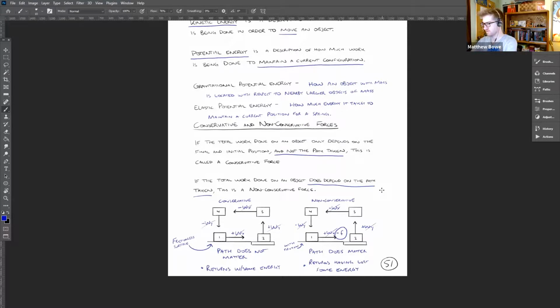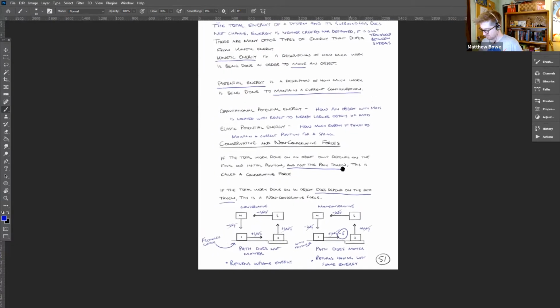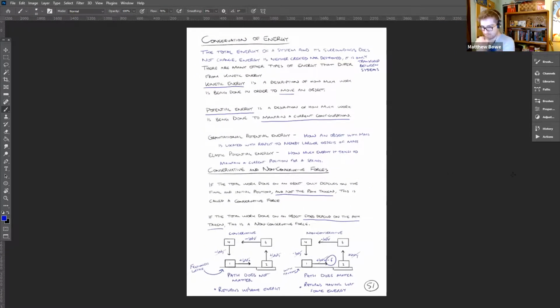conservative, non-conservative forces. Let's do some examples. We'll bring up potential energy and elastic. First up is potential energy.